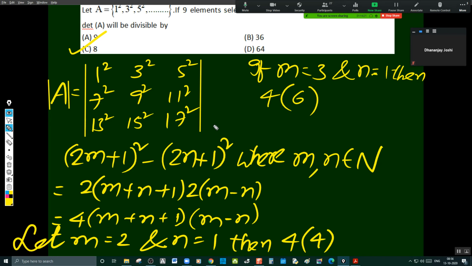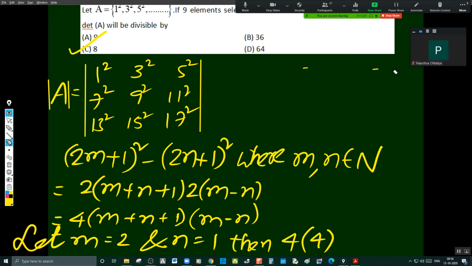Second column, Rachit told us. We can take 3 square common, and it becomes easier. Anyone please try that. Take 3 square common. The only option left in the second column is taking 3 square common.